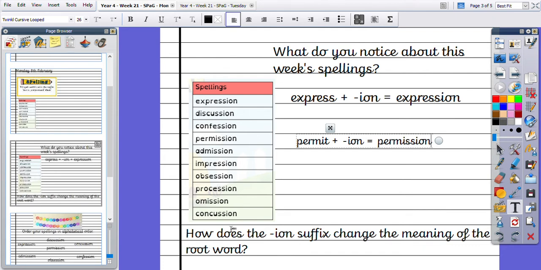And how does the ION suffix change the meaning of the root word? If you express something, if you express a feeling, you are showing it. So have an expression, putting the ION on the end, it makes it an act. It means you're doing it. So expression, discussion, they are all things that you can do.